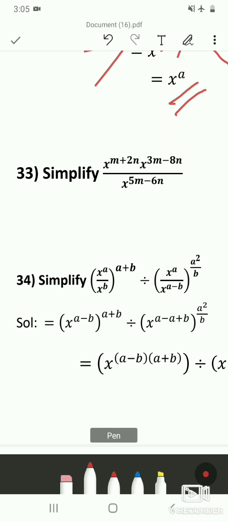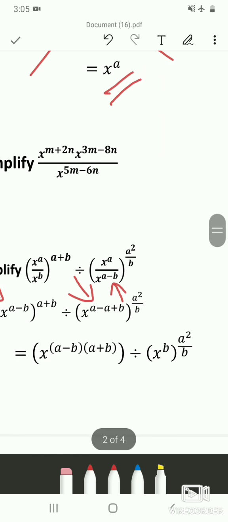So in the first step we are using the second law. So x raised to a upon x raised to b can be written as x raised to a minus b whole raised to a plus b, whole divided by, again here we are using the second law, so we'll get it as x raised to a minus a plus b. So here this minus of minus b is nothing but plus b. So we'll get it as x raised to a minus a plus b whole raised to a square upon b.